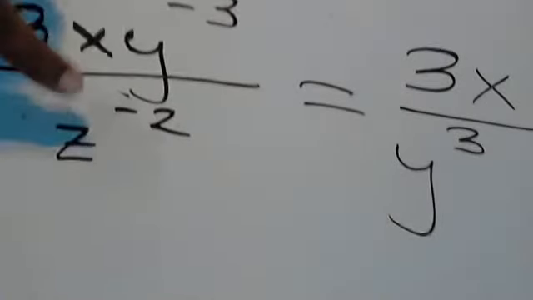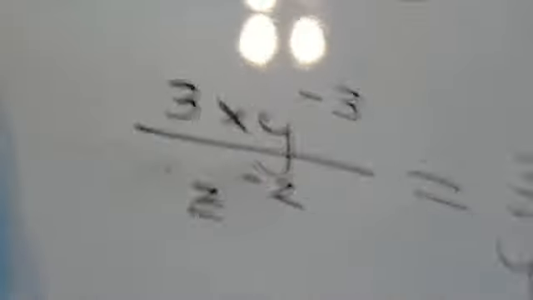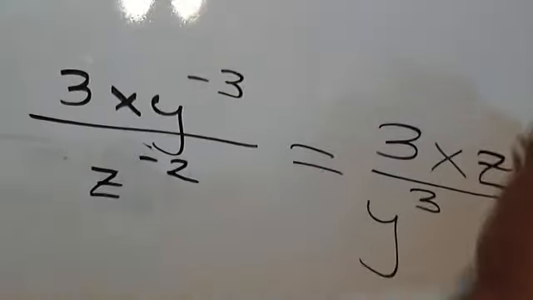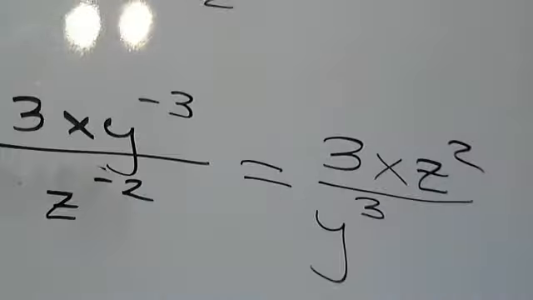Now that z to the negative second over there, that also is causing us problems because it has a negative exponent. So what I'm going to do is rewrite it so that it has a positive exponent. So that was the big to-do right there.